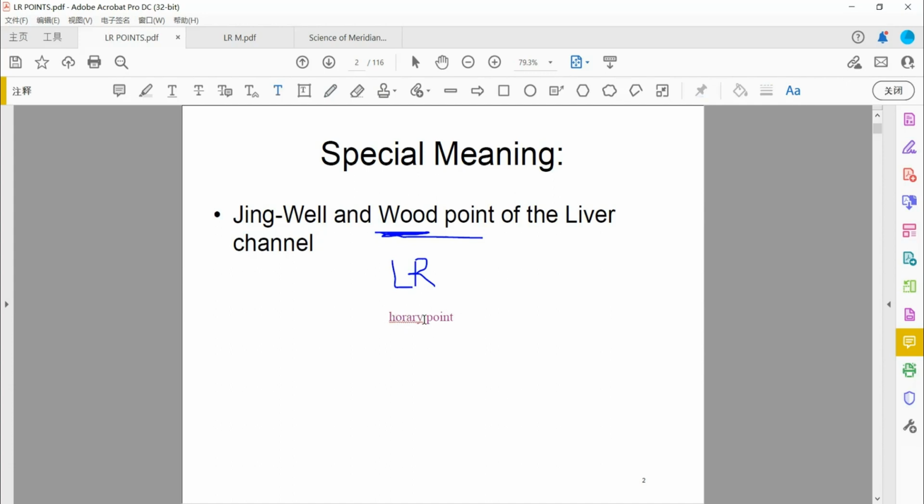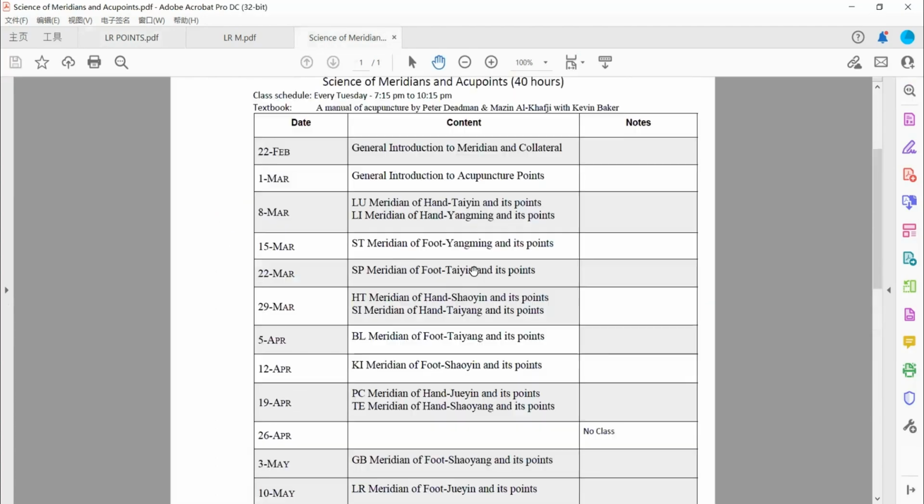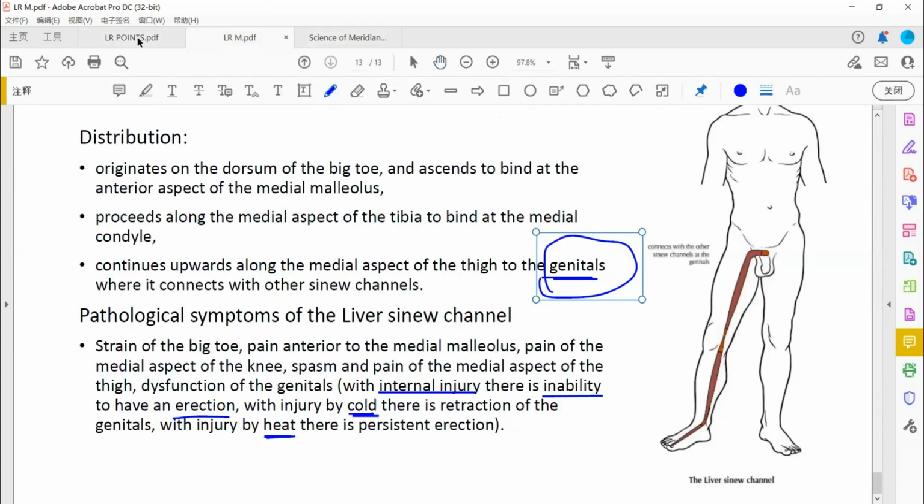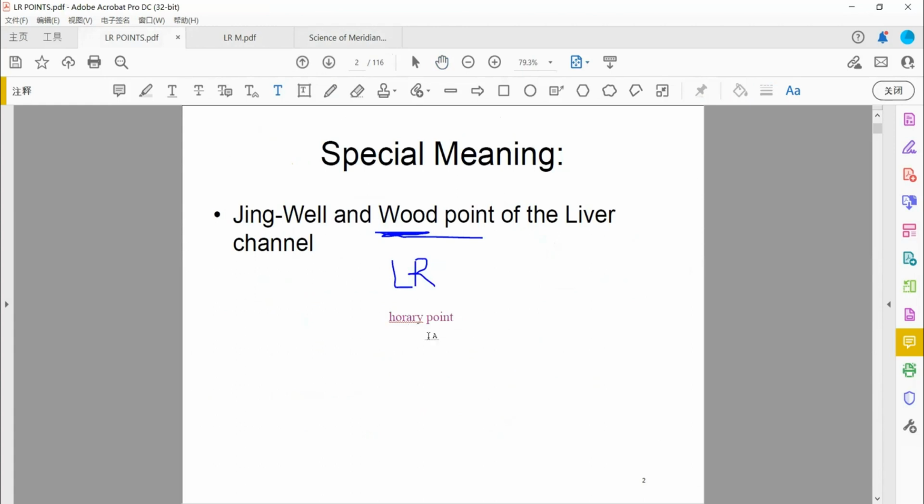A quick review of the introduction part. We talked about it in the first class in February. Probably you forgot already. Horary point. Then we talked about the mother point and the son point. If there's deficiency, we tonify the mother. If there's excess, too much pathogens, we reduce on some points. And this was a horary point. So which one is the mother?